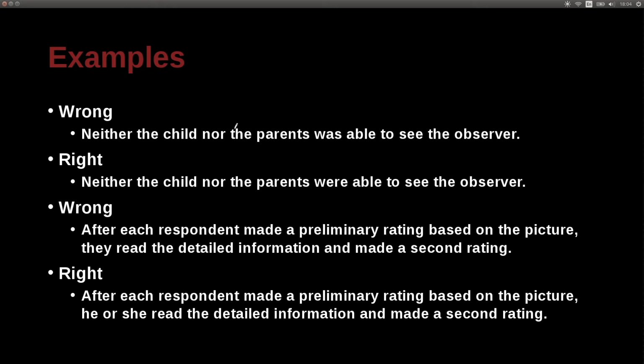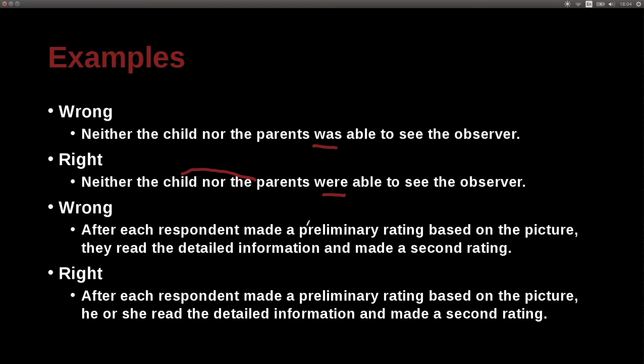Neither the child nor the parents was able to see the observer. Neither the child nor the parents were able to see the observer. So here it's the was and the were. And again, same idea we just talked about. Neither child nor parents, individually, not as a group.